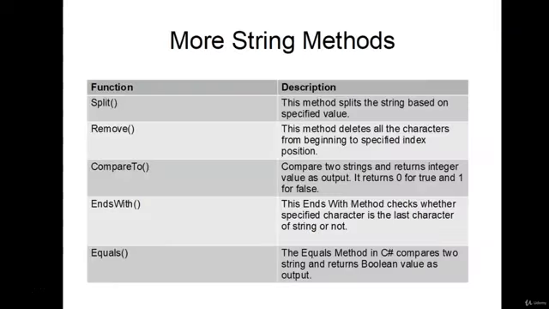The Split method splits a string based on a specific value. Remove deletes all the characters from the beginning to a specific index position. CompareTo compares two strings and returns an integer, 0 for false, 1 for true. EndsWith checks whether or not a specific character is the last character in a string. Equals returns a bool of true or false if a string is equal to another.